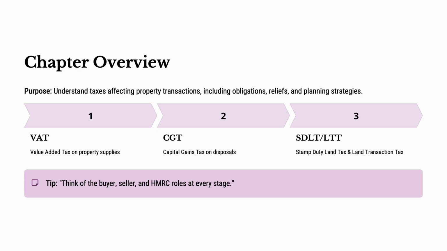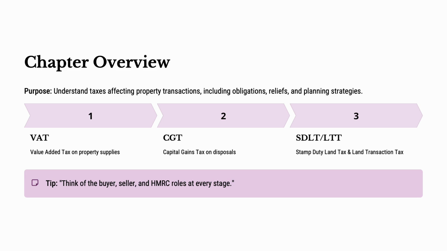You buy the property, you pay it. You sell it, you pay it. SDLT and LTT: stamp duty land tax, that is SDLT, in England and Northern Ireland, and land transaction tax in Wales. These are paid by buyers. So here is my tip for tackling property taxation questions. Think of the buyer, seller, and HMRC roles at every stage. Who pays? Who benefits? Who owes taxes? Get those relationships clear in your mind and the answers become more obvious.